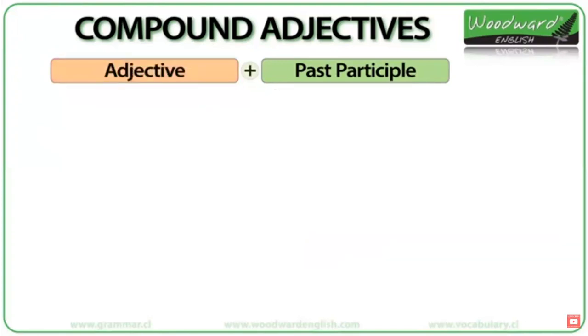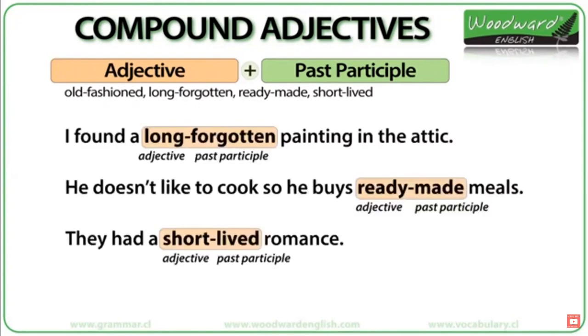Adjective plus past participle. Some examples of compound adjectives that are made from an adjective plus past participle include old-fashioned, long-forgotten, ready-made, short-lived. Our example sentences: I found a long-forgotten painting in the attic. He doesn't like to cook, so he buys ready-made meals. They had a short-lived romance.